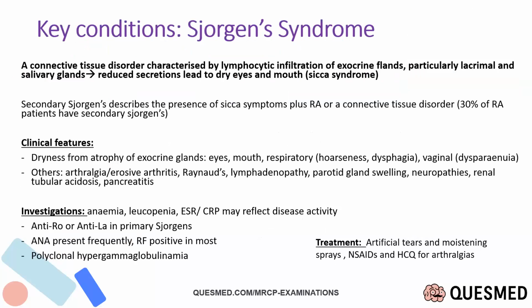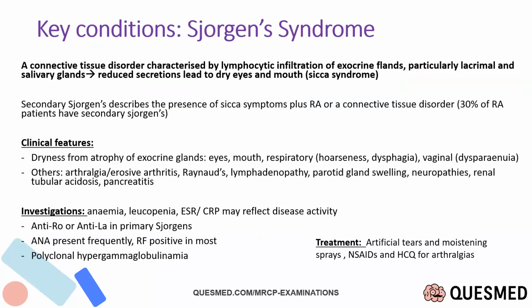So Sjogren syndrome is another connective tissue disorder to be aware of. It's characterized by lymphocytic infiltration of the exocrine glands, and it's particularly the lacrimal and the salivary glands that are affected, and that leads to the classic dry eyes and dry mouth, the sicca syndrome.